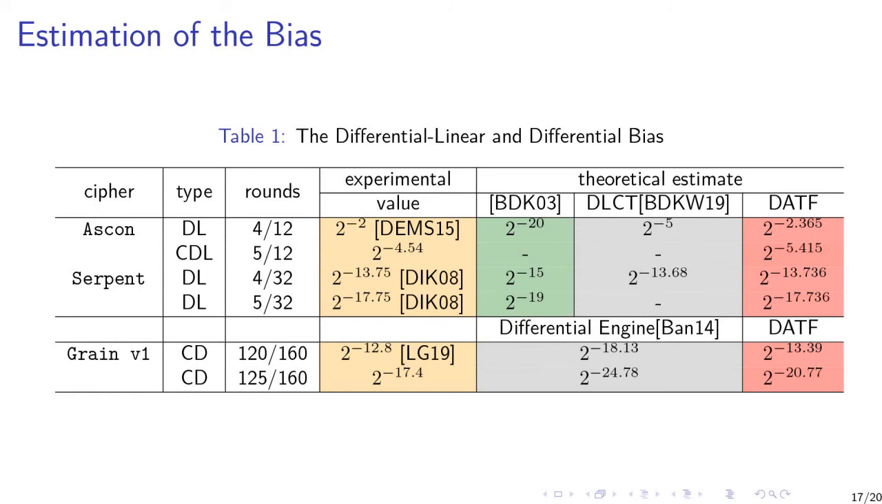The results of the differential linear bias of ESCRON and Serpent and the differential bias of Grain v1 are summarized in Table 1, where CDL means conditional differential linear and CD means conditional differential. Compared with the DLCD tool, our techniques can be applied to more rounds and provide more accurate estimation of the differential linear bias. Besides, our techniques can also be applied to differential cryptanalysis. Compared with the differential engine tool made for Grain, our techniques are more durable and have much better performance.